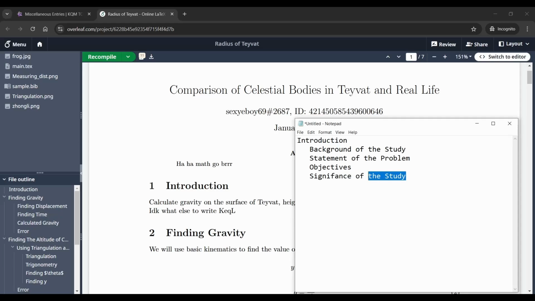Again, since a lot of research papers tend to be so focused on progression and innovation, usually you also want to make it explicit as to why people should care. What is it that your paper is doing differently from others? That is what the significance of the study is.